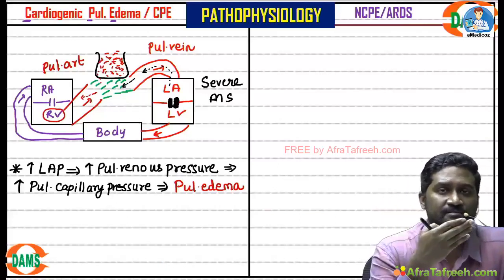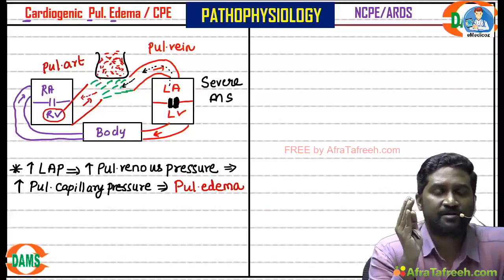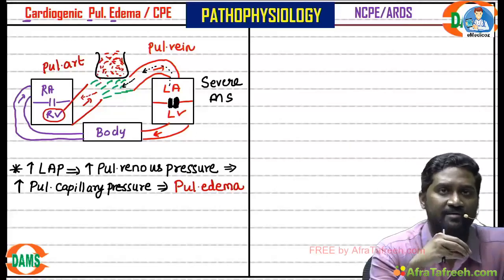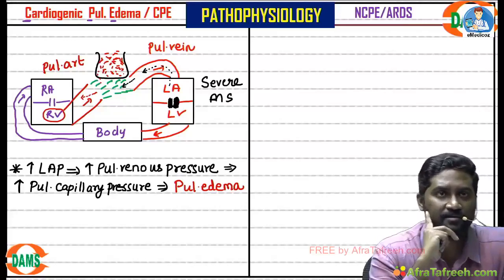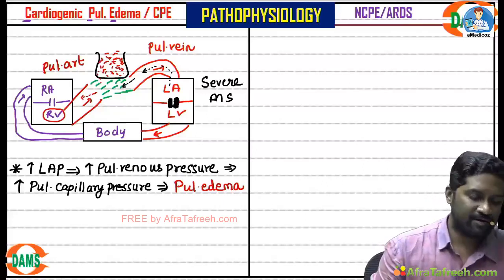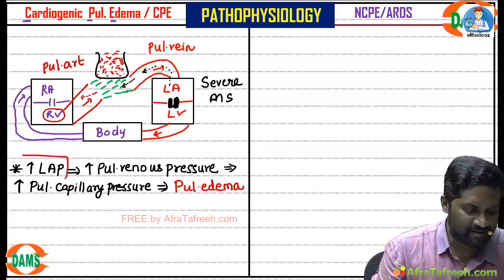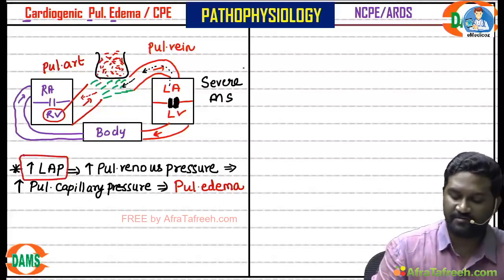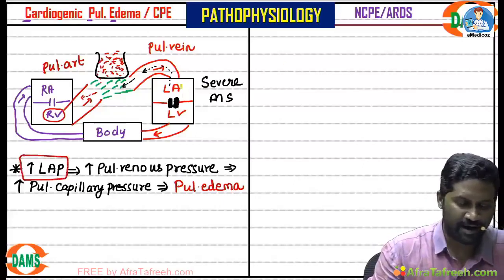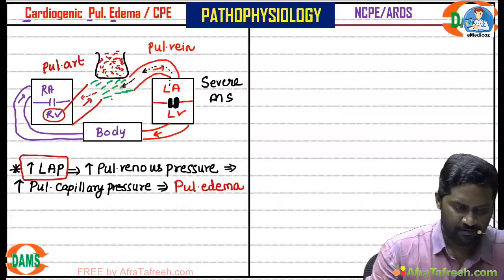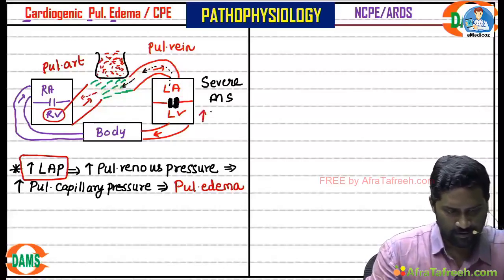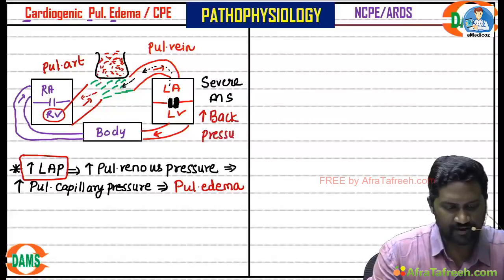So these are all a sequence of events. If the pressure is not controlled at the pulmonary edema level, it can transmit to the pulmonary artery. It can transmit to the right ventricle, ultimately causing right heart failure. Now what is the key event here? Increased left atrial pressure and the pressure getting transmitted backwards through contiguous structures. This mechanism is called increased back pressure.